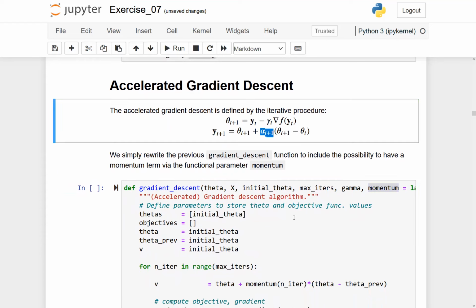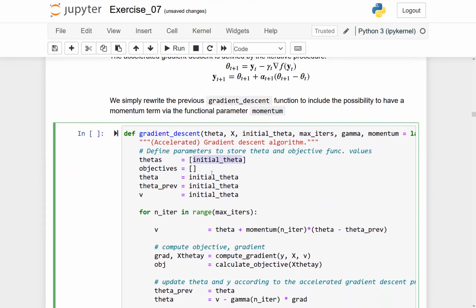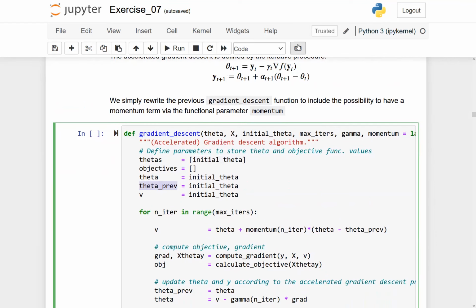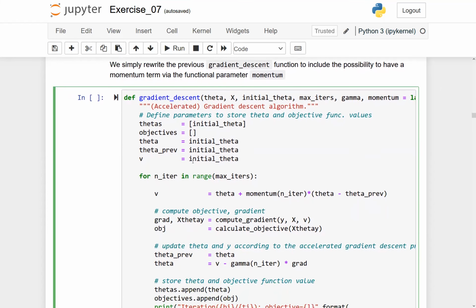The gradient descent, or the accelerated gradient descent, stores a couple of things. All the thetas you will see during the iteration, of course already including the initial theta. It's storing all objective values you will see. And then it will update the theta, and the previous theta will be stored to make the iteration. Both are initialized as the initial theta for implementation purposes.